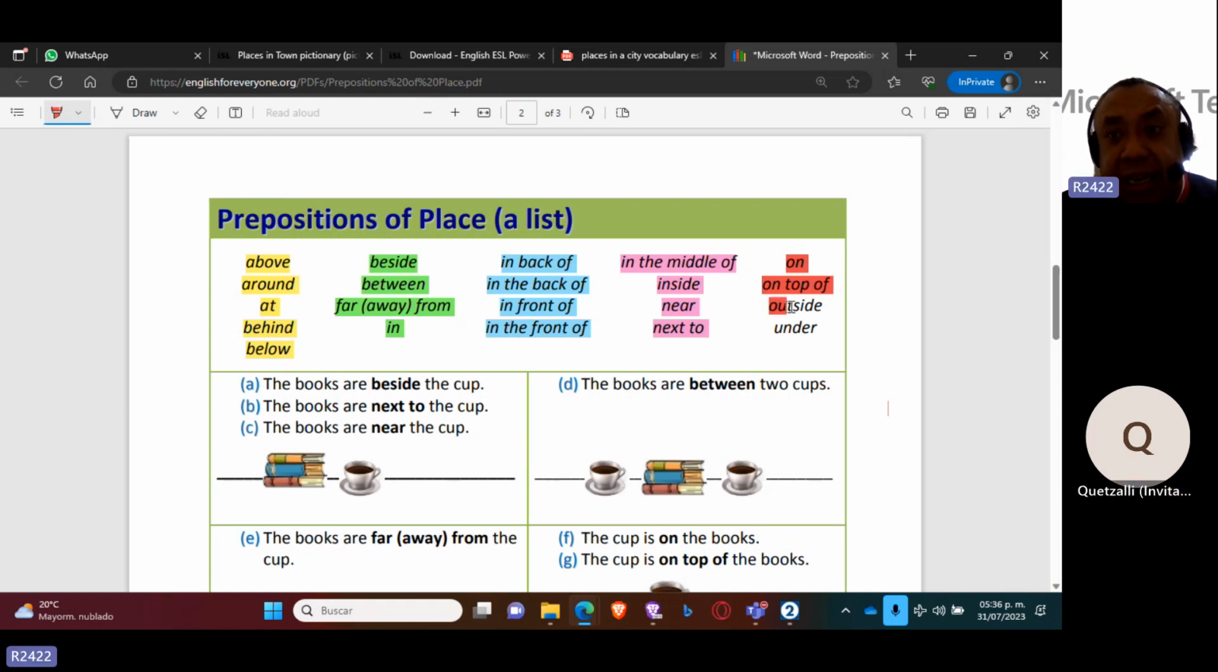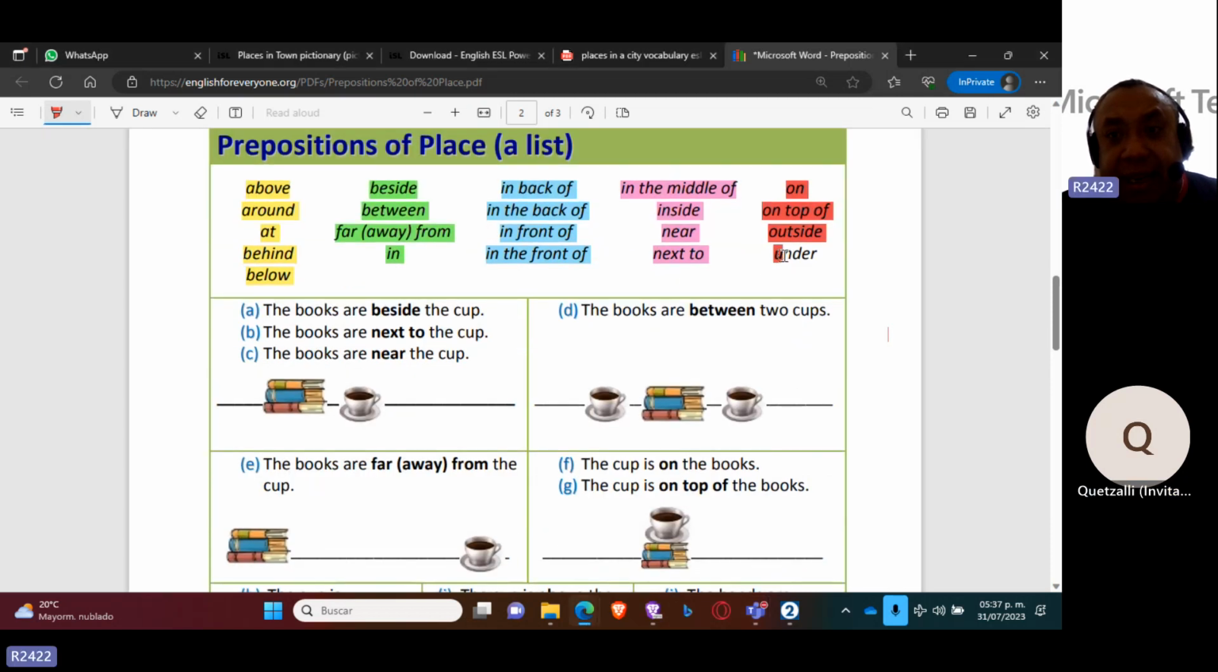Outside, afuera de. También puede ser en el exterior de. Under, debajo de. Under, debajo de.